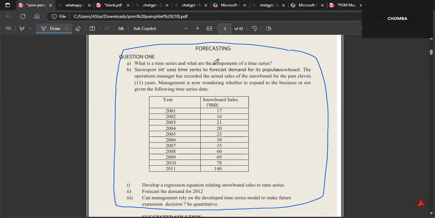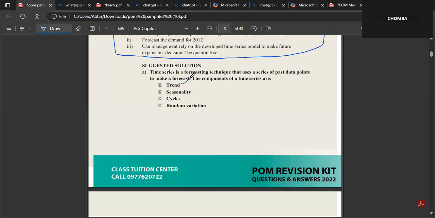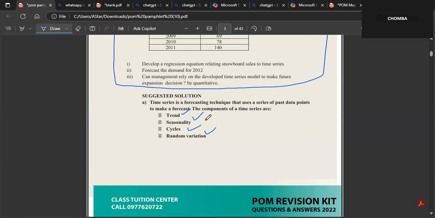So there are four components of time series. Focus is on time series. There are four components of time series where we look at the trend, seasonality, random variation, and cycles. So it can be a trend of time series. It can be a trend of sales. Somebody could have just a trend or seasonality.